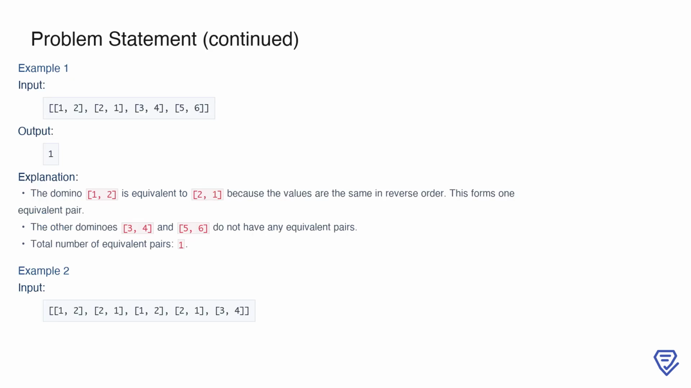Let's look at an example to better understand the problem. Suppose the input list of dominoes is 1, 2, 2, 1, 3, 4, 5, 6. The output for this case is 1. Here's why: the first domino, 1, 2, is equivalent to the second domino, 2, 1, because the values match when reversed. This forms one equivalent pair. The other dominoes, 3, 4, and 5, 6, do not have any equivalent pairs in the list, as their values do not match any other domino. Therefore, the total number of equivalent pairs in this example is 1.